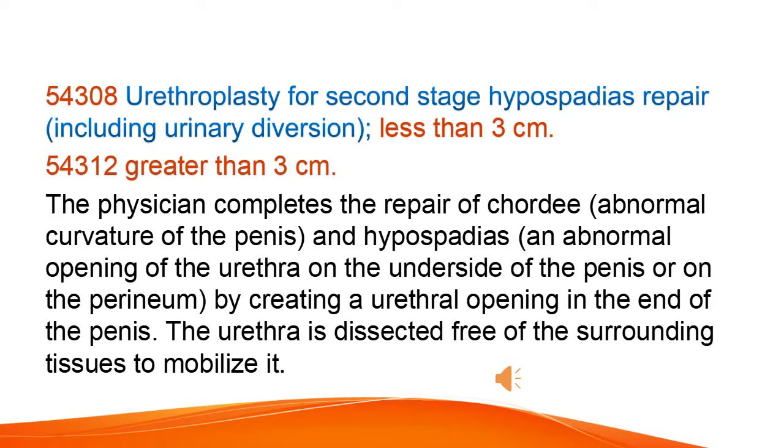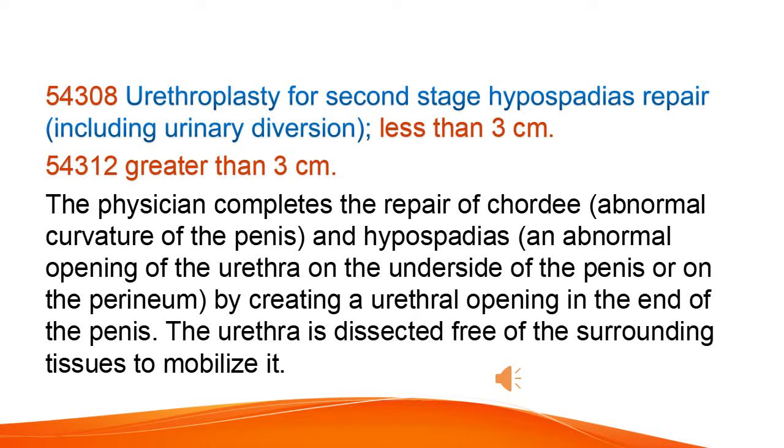Urethroplasty for second stage Hypospadias repair, including urinary diversion, less than 3 cm. Greater than 3 cm. The physician completes the repair of chordee, abnormal curvature of the penis, and hypospadias, an abnormal opening of the urethra on the underside of the penis or on the perineum, by creating a urethral opening in the end of the penis.